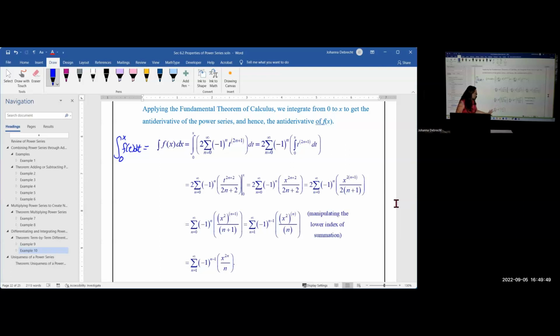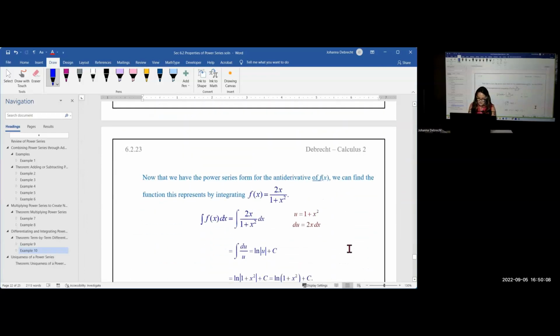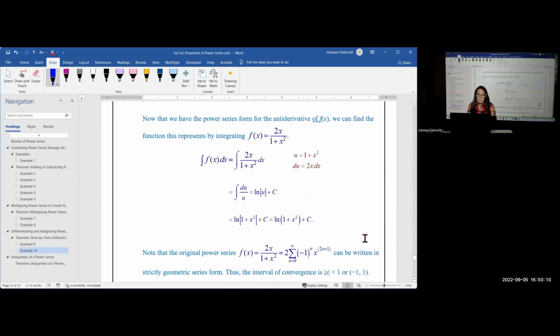So then we can rewrite the power series starting at 1 and going to infinity of -1 to the n minus 1 x to the 2n divided by n. So this is our power series representation for the indefinite integral of f of x, which was 2x divided by 1 plus x squared. So we have the power series representation for the antiderivative.